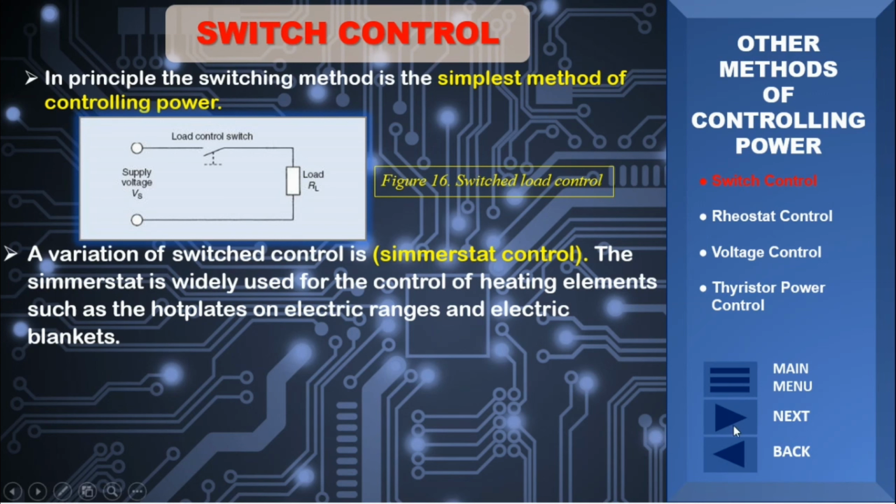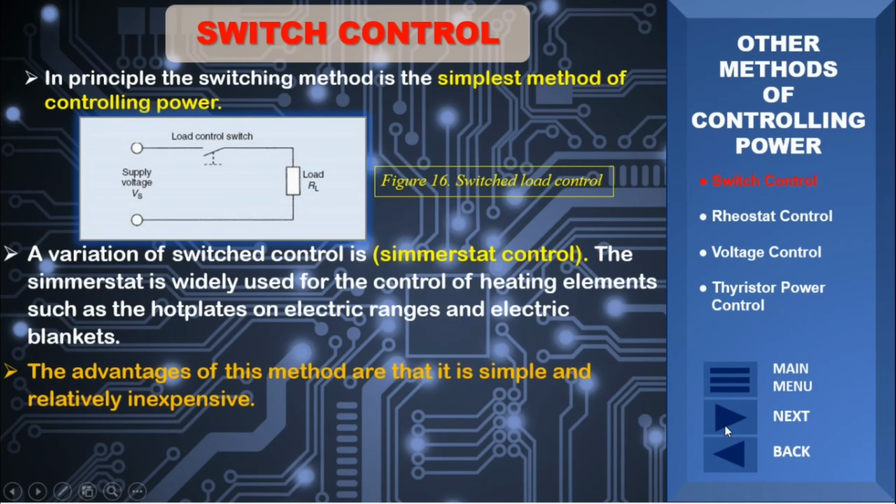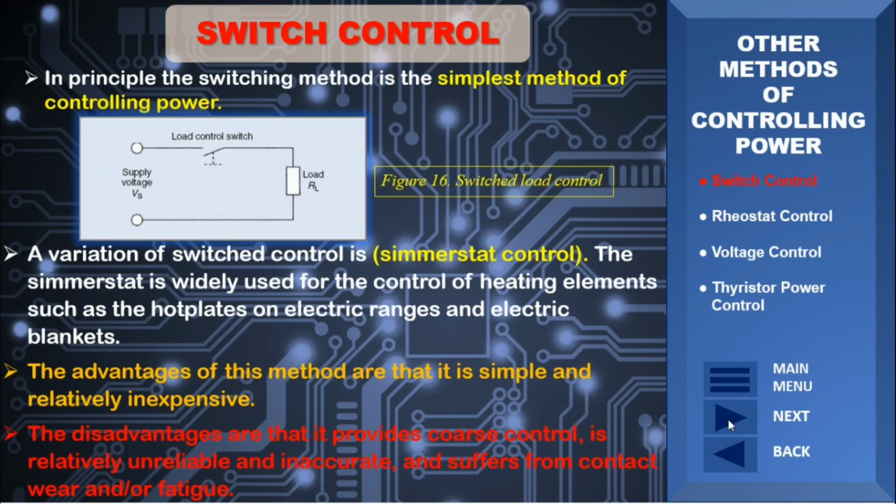For example, controlling the temperature of stored water, where the switch is actually a thermostat and cycles the load according to changes in temperature. The advantage of this method is that it is simple and relatively inexpensive. The disadvantages are that it provides coarse control and is relatively unreliable and inaccurate, and it suffers from contact wear or fatigue.